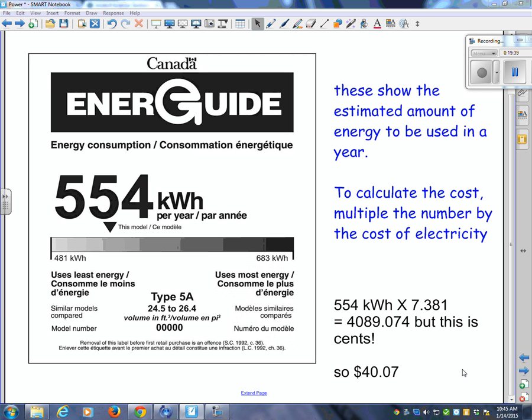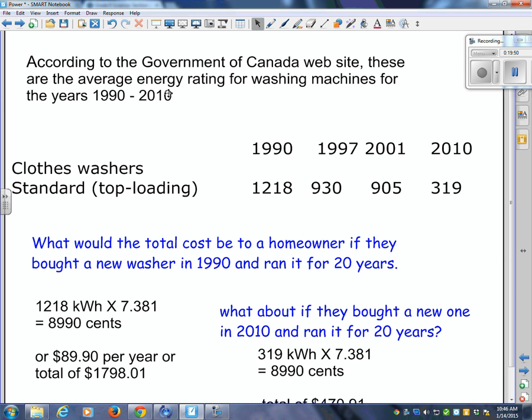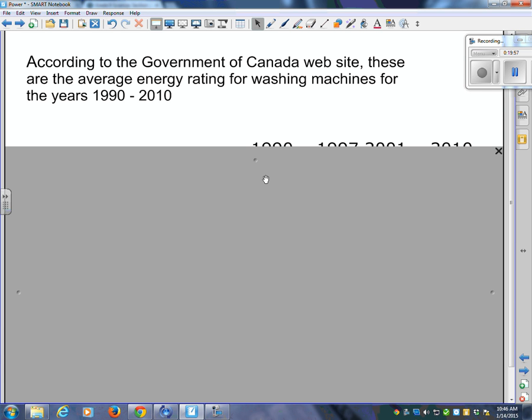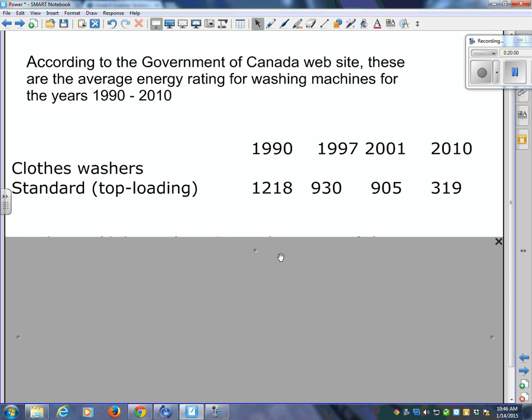Now, interestingly enough, later on that page, I went online and found this data. According to the Government of Canada website, these are the average energy ratings for washing machines for the years 1990 to 2010. In 1990, a washer used about 1,218 kilowatt hours. 7 years later, they became more efficient, 930. 4 years later, 905. Now in 2010, only 319.